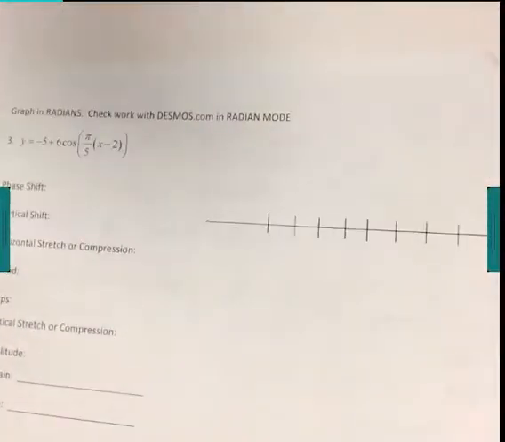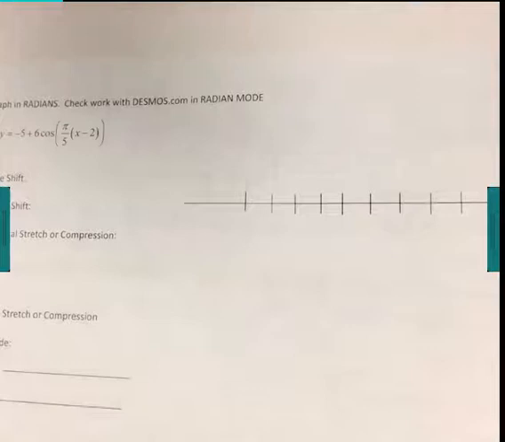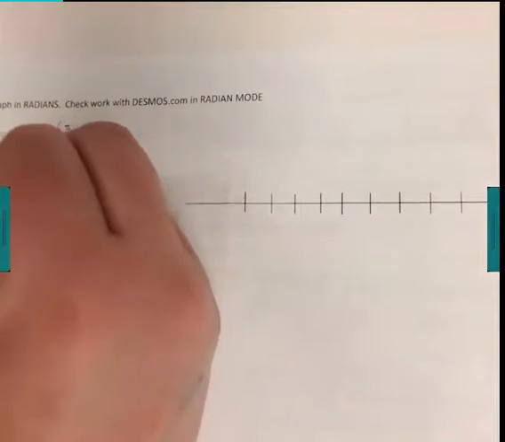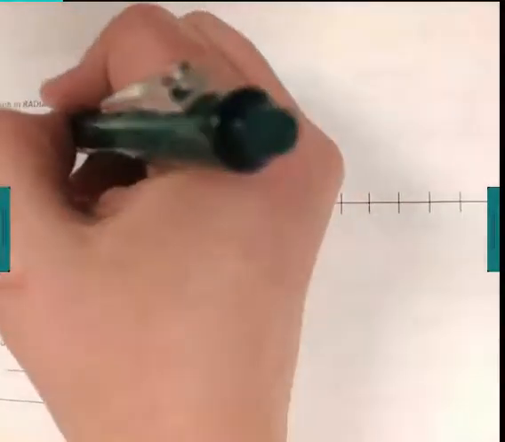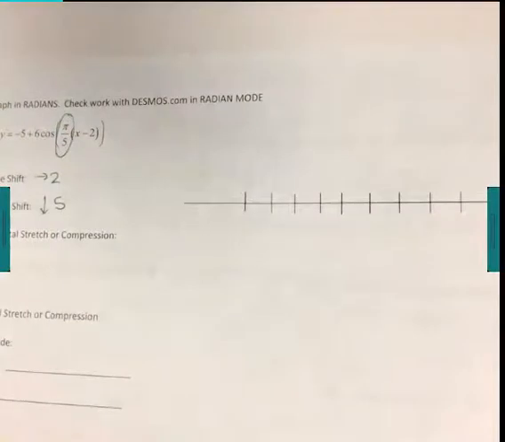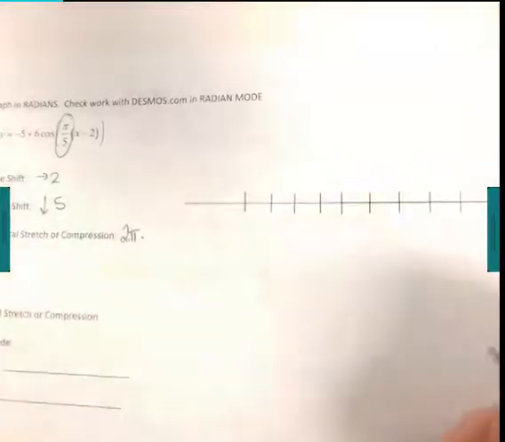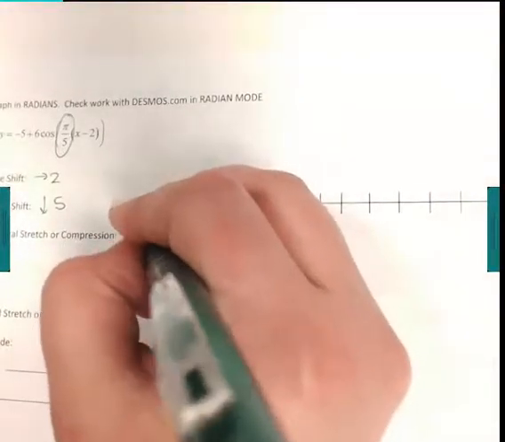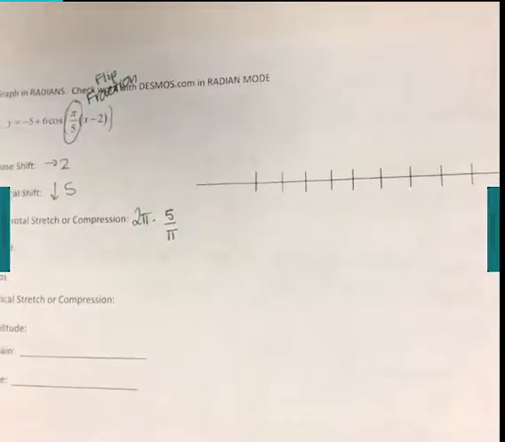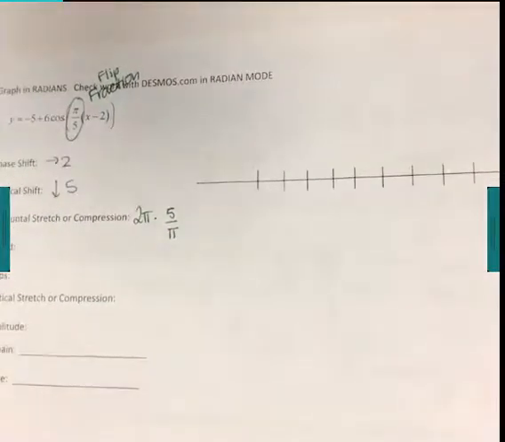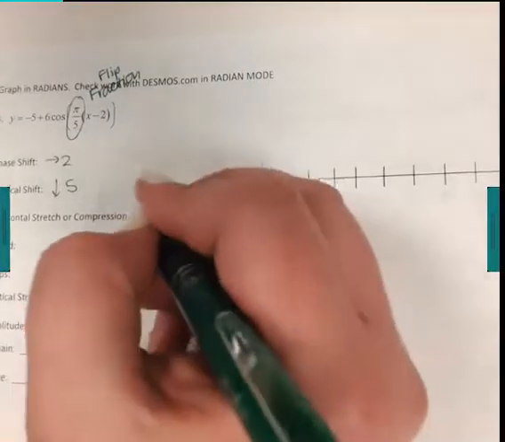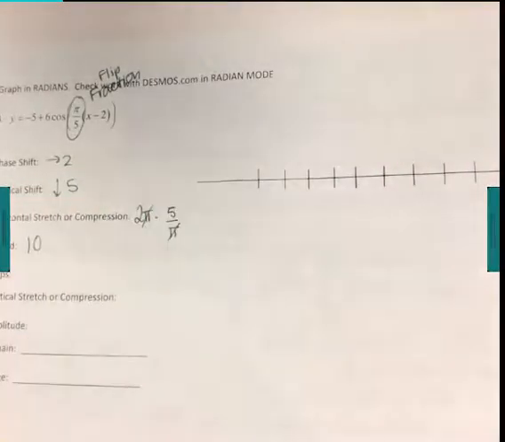Okay, look at it. First one, which way are we shifting our graph? To the right 2. Which way are we going to shift it, up or down? Then for my stretch or compression, if this is a fraction, I flip it. Now, I'm in radian mode, so what is 360 in radians? 2 pi multiplied by 5 over pi. Remember, if it's a fraction, you always flip it to find your stretch or compression. So what is 2 pi times 5 over pi? 10. So my period is 10.